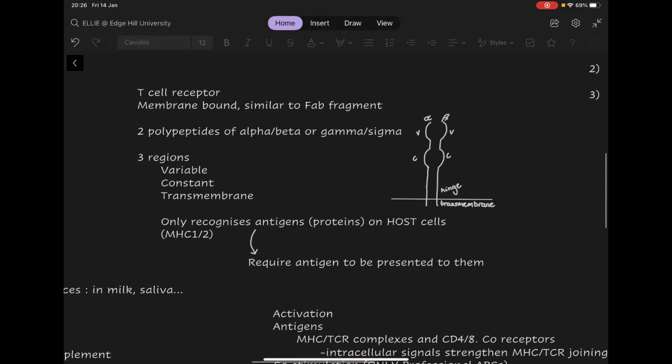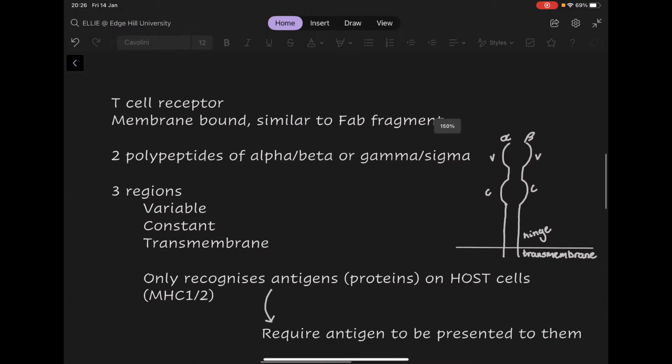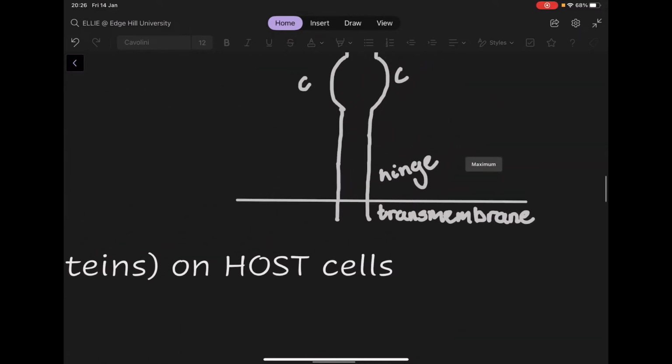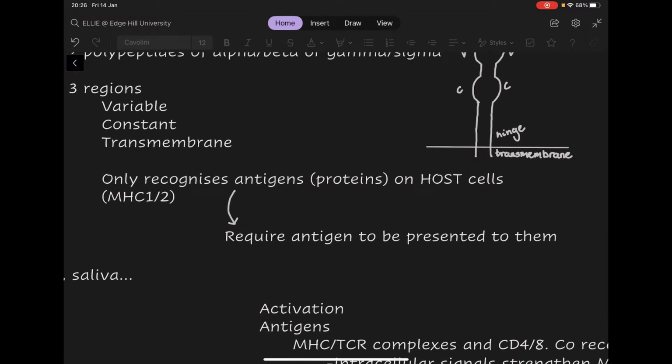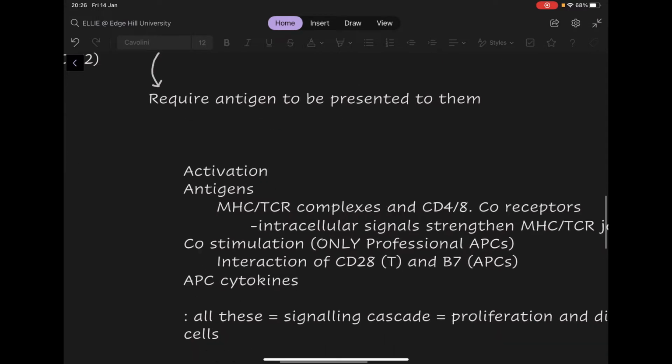It has three regions: the top bit, which is variable, much like the Fab fragment, a constant region, and then a transmembrane region, and often a hinge. It only recognises antigens, which are surface proteins on host cells, the MHC1 or the MHC2 molecules, and requires antigen presentation to them to be activated.